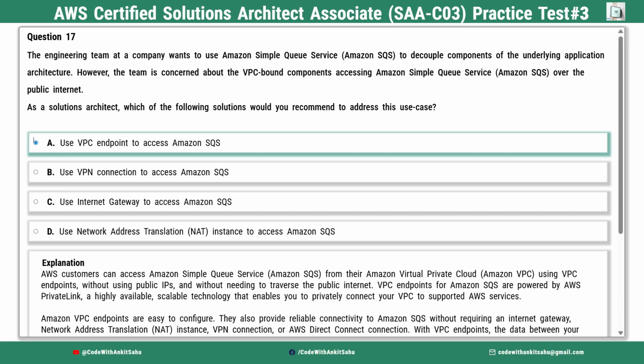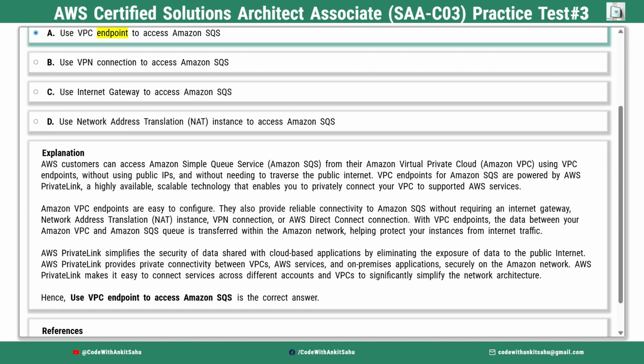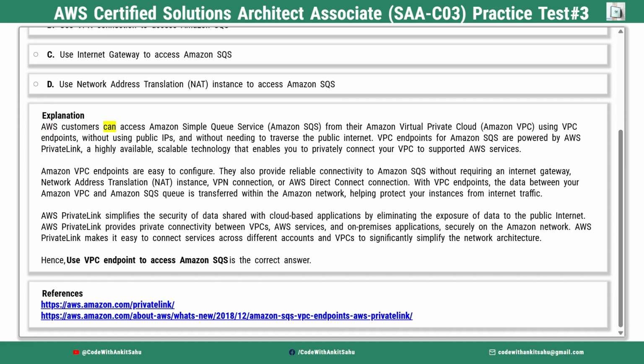Correct answer. Option A. Use VPC endpoint to access Amazon SQS. Explanation: AWS customers can access Amazon Simple Queue Service, Amazon SQS, from their Amazon Virtual Private Cloud, Amazon VPC, using VPC endpoints, without using public IPs, and without needing to traverse the public internet. VPC endpoints for Amazon SQS are powered by AWS PrivateLink, a highly available, scalable technology that enables you to privately connect your VPC to supported AWS services.